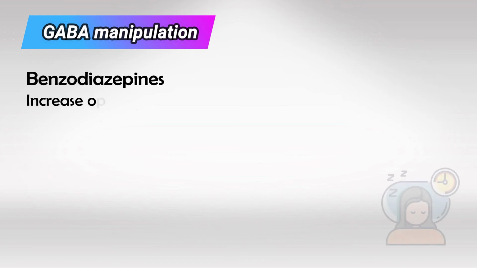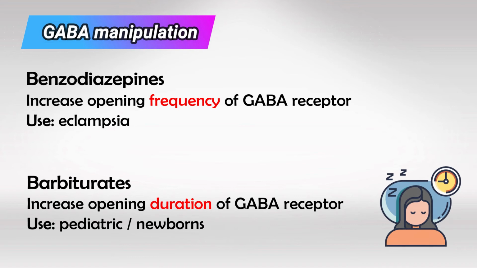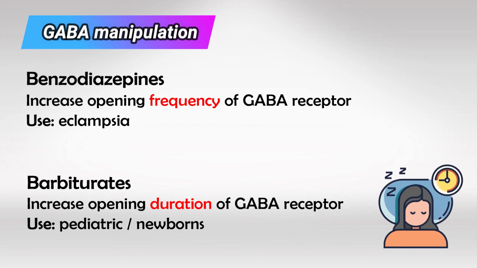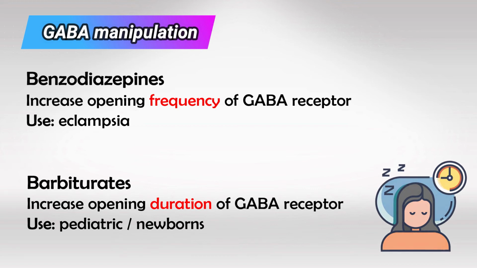The third classification we have are medications that work as or on GABA receptors. Of course, this includes benzodiazepines and barbiturates. They both act on GABA receptors by increasing the opening frequency and duration respectively. They cause the very known side effects of sedation, respiratory and cardiac depression, and dependence. The thing to note is that eclampsia is mainly treated by benzodiazepines, and newborns and infants are mainly treated for seizures by barbiturates.